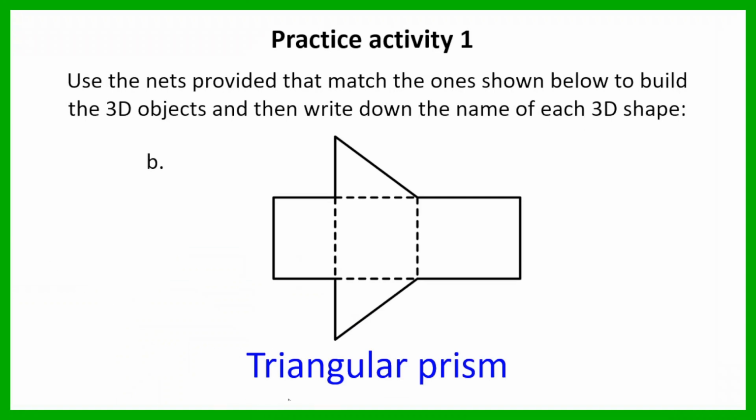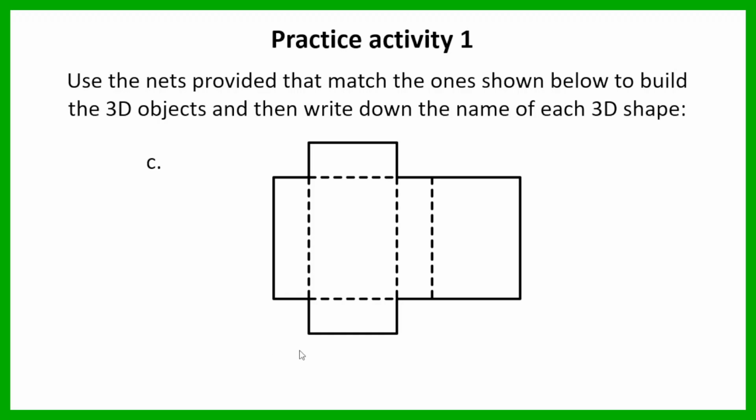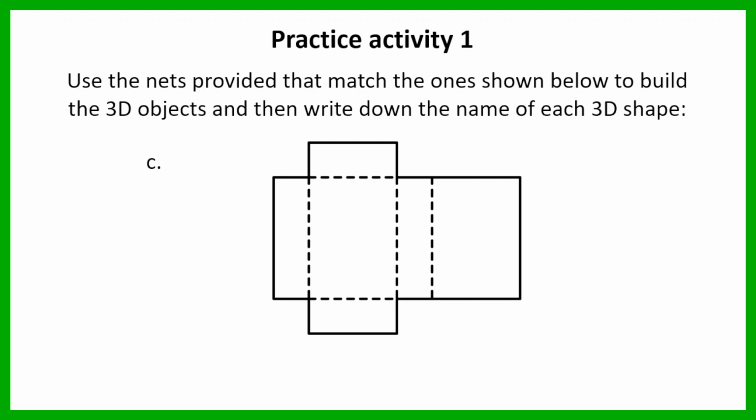Okay, and now you're going to do the last one that you're going to be building the model for, and that's this one over here. Once again, if you don't have the net, you can just take a screenshot quickly, and then you can print it out to do this activity. Once you have built this model, I want you again to write down the name of the object that you end up with. So you can go and pause the video and do that quickly.